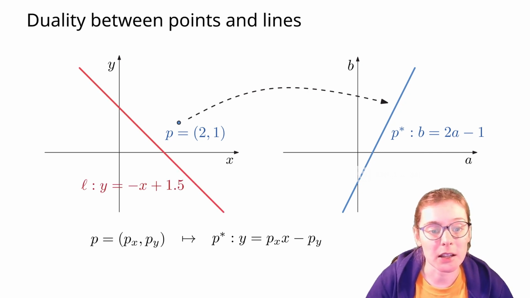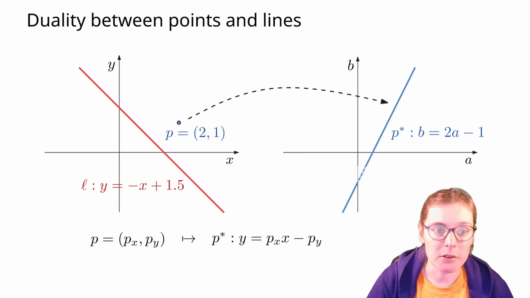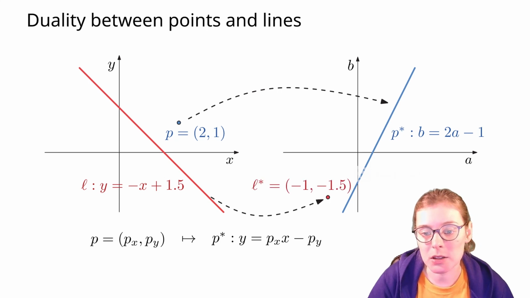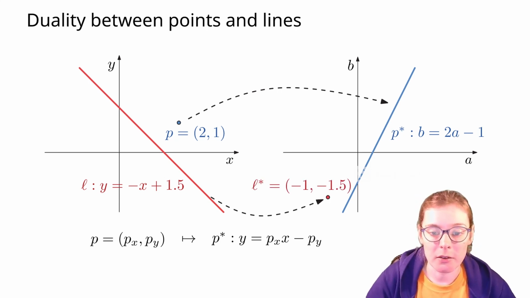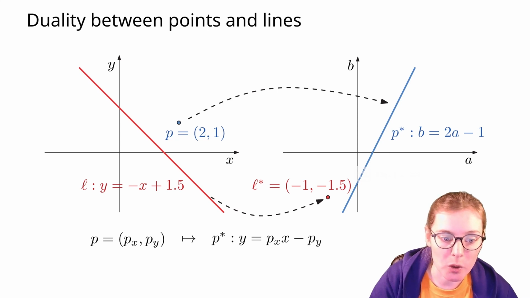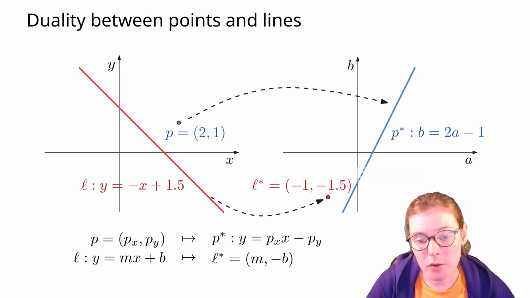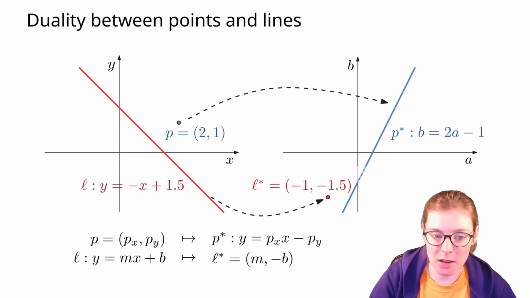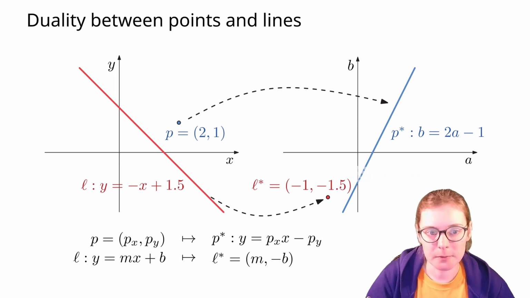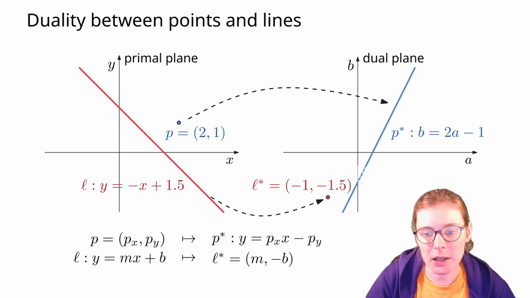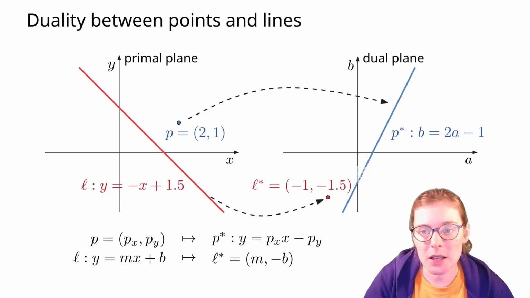Similarly, if we are given a line in the original plane, or what we call the primal plane, we can construct, using the values of the slope and intercept, a dual point in the dual plane. The first coordinate of this point will be equal to the slope of the line, and the y-coordinate of this point will be minus the intercept of the original line. So this is all there is to the definition of the dual plane and dual points and lines in it.